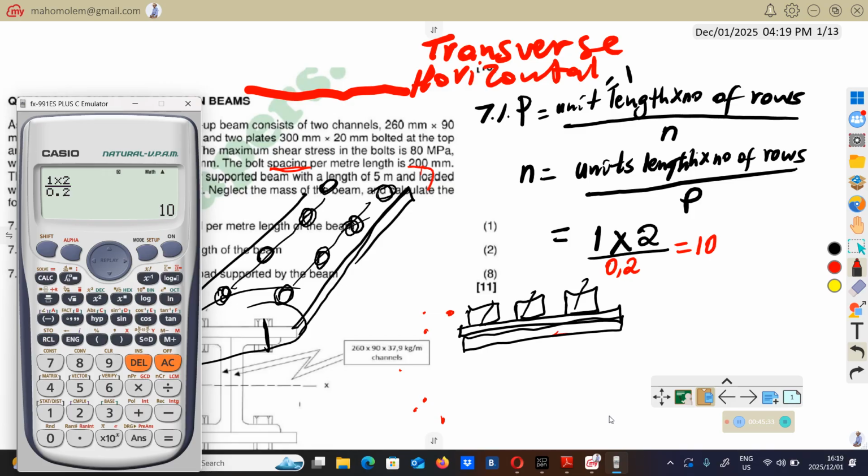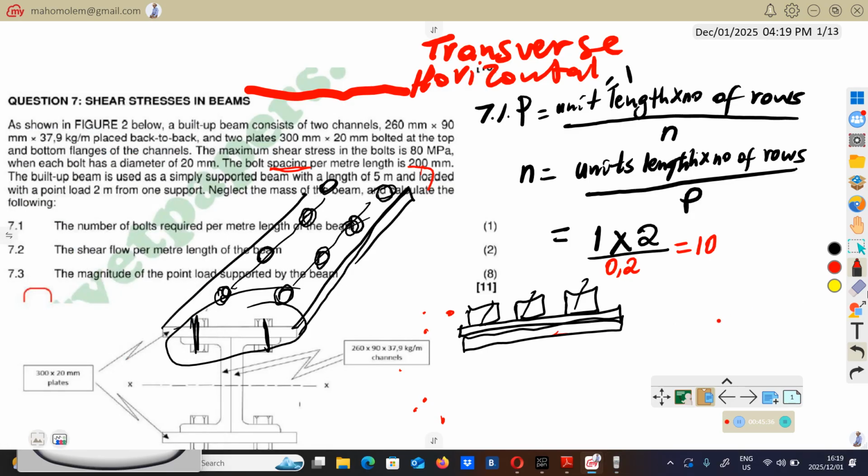So the total number of bolts, we're going to have 10 of them per meter length. As you can see here, we have 1, 2, 3, 4, and maybe we'll have 5 this side, 5 this side. So for 1 meter length. Remember, the length of this beam is not 1 meter, but for the first meter, we're going to have 10 bolts. So that is 1 mark. That is question 7.1.